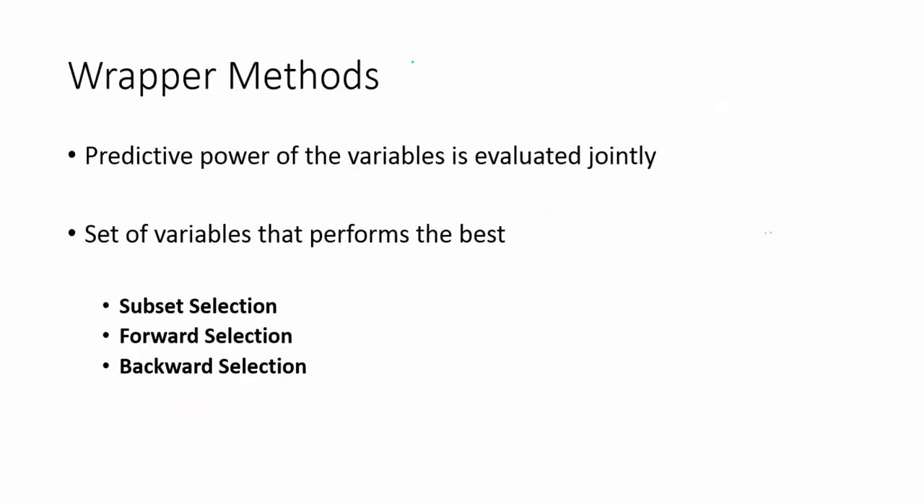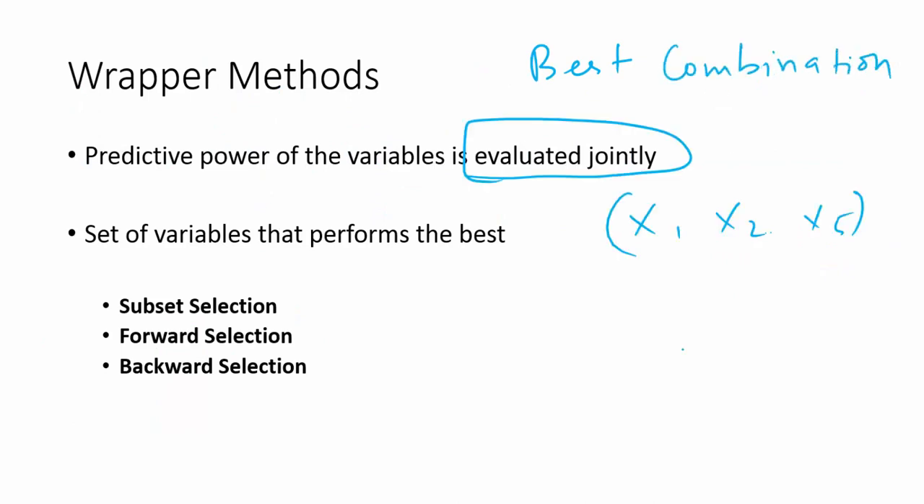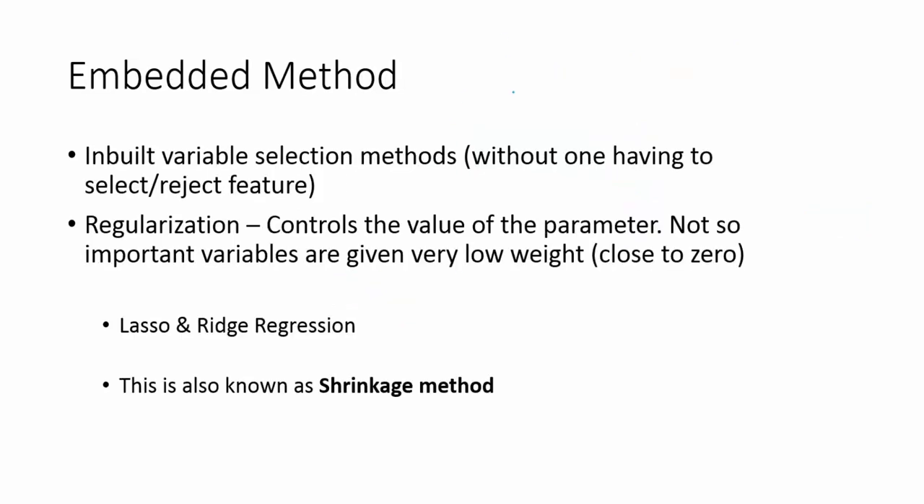Okay. Wrapper method. So instead of finding out the best variable, it finds out the best combination of variables. Joint evaluation of variables. Subset selection. Second one is forward selection. Third one is backward selection. And we'll see each one of them. And we'll also take an example and do it in R, just to give a demo of how this method works.